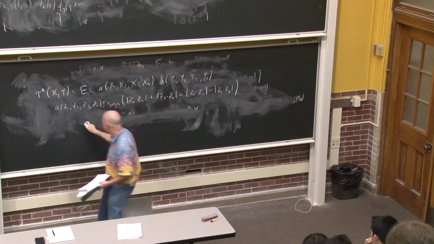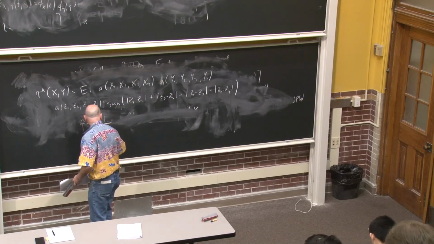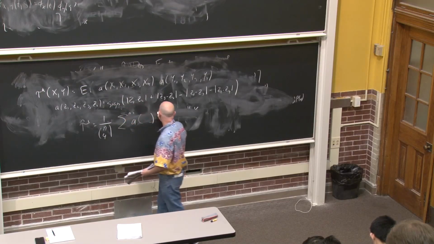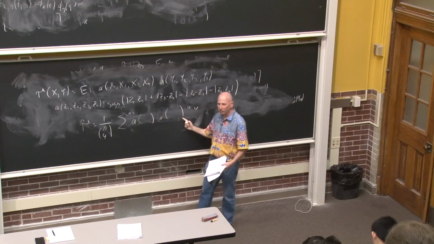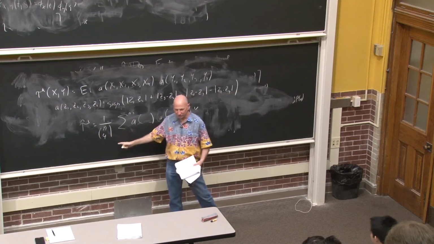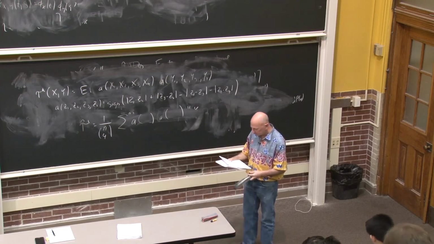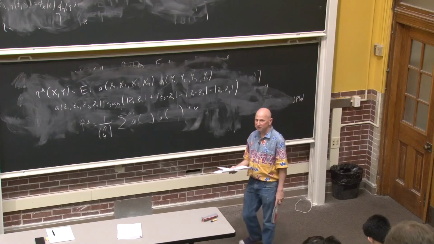And the sample version is just the sum over all n choose 4 quadruples of A applied to those 4 data points. So here's 4 x's, here's 4 y's, and you do it over all n choose 4 quadruples. Very cool. I think this is really, really interesting.